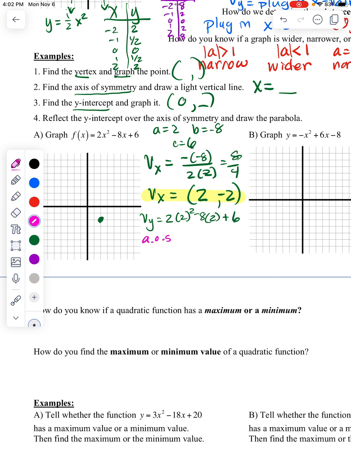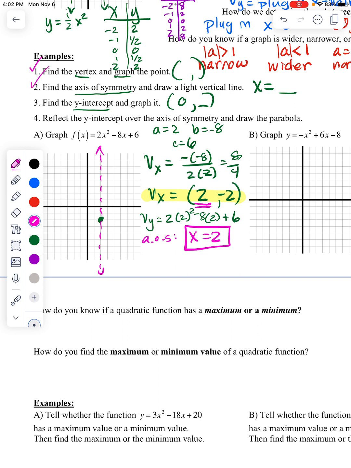But my axis of symmetry is a vertical line through the x part of the vertex, so I actually don't have to do any math. I'm just drawing in, I like to do a dotted vertical line that's going to be the middle of my parabola. Okay, so did that.